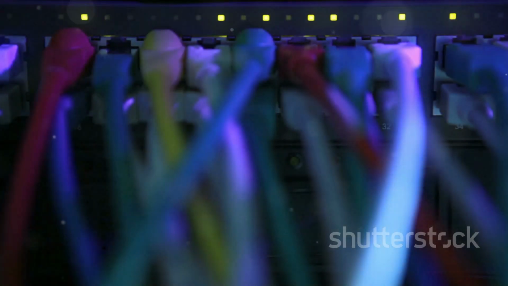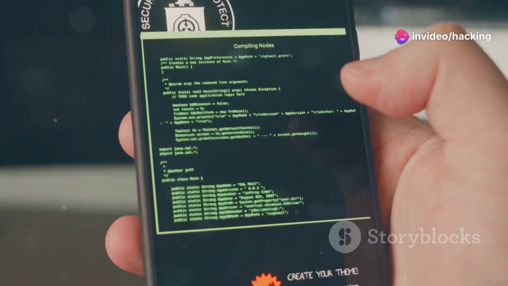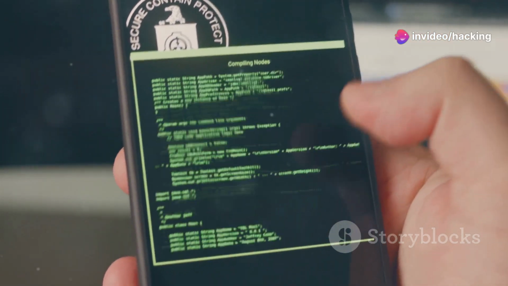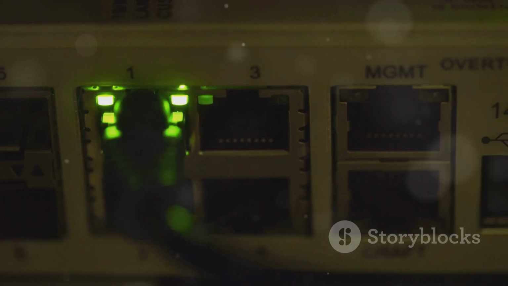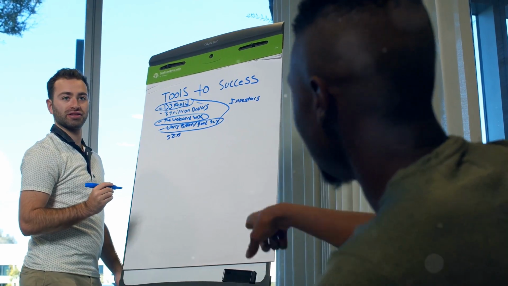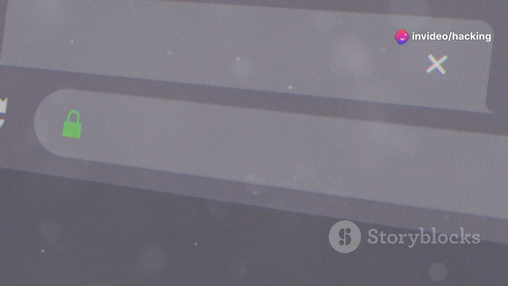An IP address is a string of numbers that uniquely identifies a device on a network. Think of it as a unique digital fingerprint for your computer or smartphone. These numbers are not random. They follow a specific format called dotted decimal notation. This format makes it much easier for humans to read and remember IP addresses.